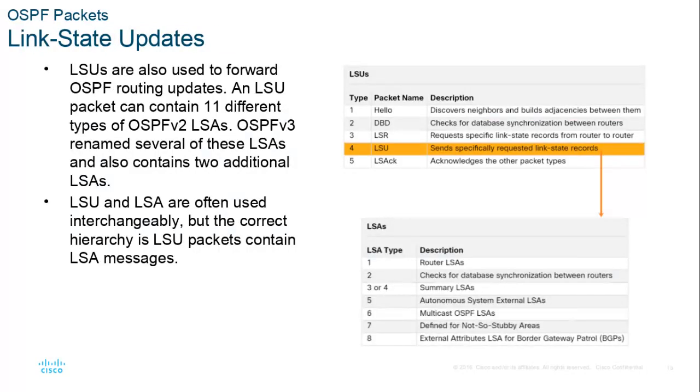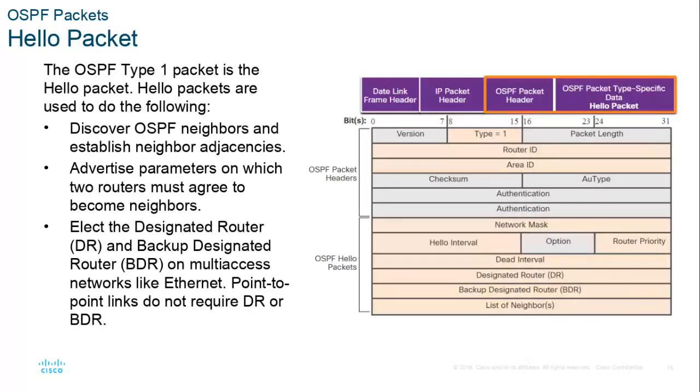So link state updates are used to send routing updates. There's 11 different types of link state updates. So here's some types listed here. This is kind of getting beyond the scope of CCNA, but these are the different types depending on whether it's a multi-access network or a point-to-point network or so forth. So the link state hello packet is the one that's sent out to discover other neighbors.